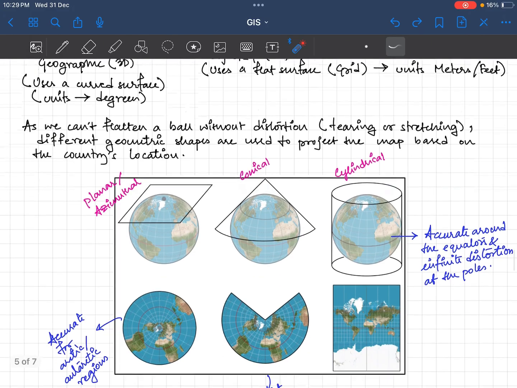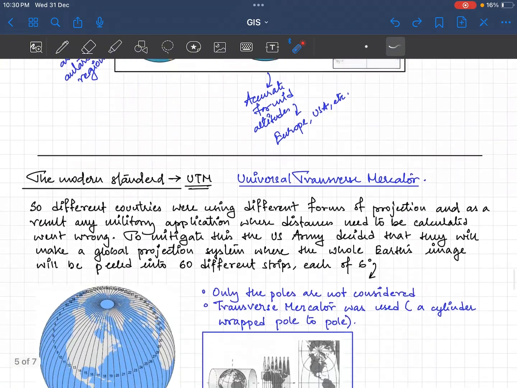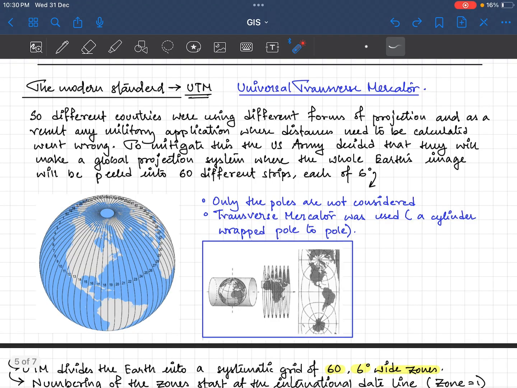You can't do it without some stretching, without tearing up its skin here and there, and without some kind of distortion. Now, some may use the cylindrical method, but it is more useful for countries which are at the equator. Similarly, for countries like the USA and continents like Europe, conical is more beneficial because it touches at a particular position, and planar or azimuthal is more useful for polar region based countries. So no single map is perfect for the whole world.